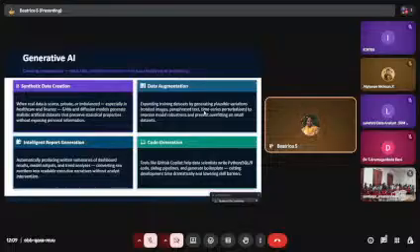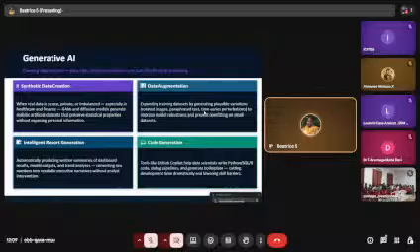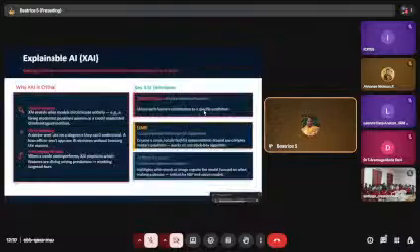Then code generation, with tools like GitHub Copilot, which can help reduce the coding. It can generate the code for us and reduce our time.